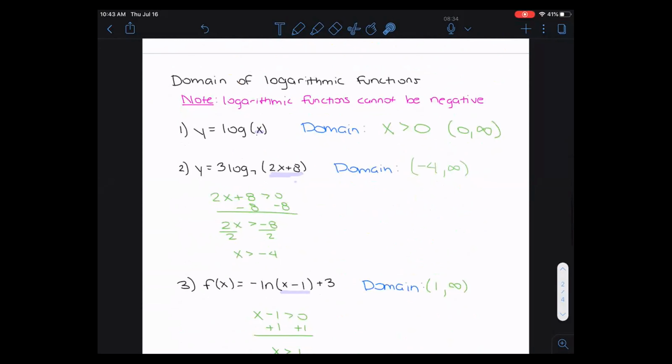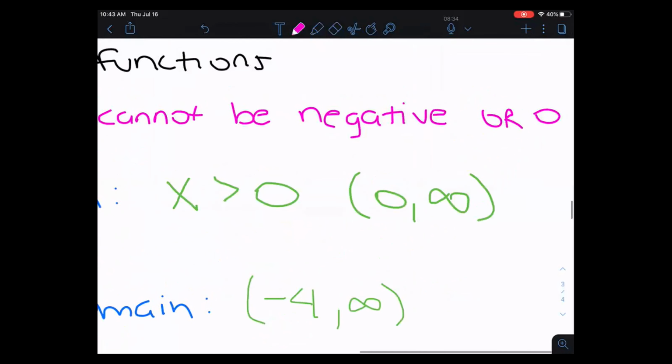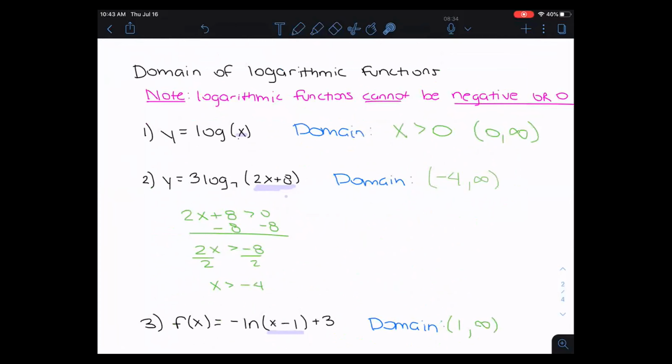Okay, now let's talk about the domains of these functions. So the domain of these functions is similar to the square root, but the only difference is that it cannot be negative and it cannot be 0. So those are the two things. So here you guys have to set whatever's on the inside of log greater than 0. So here in this function, the domain for log of x is just where x is greater than 0. So that's just from 0 to infinity. We're not including 0 because it cannot be 0.